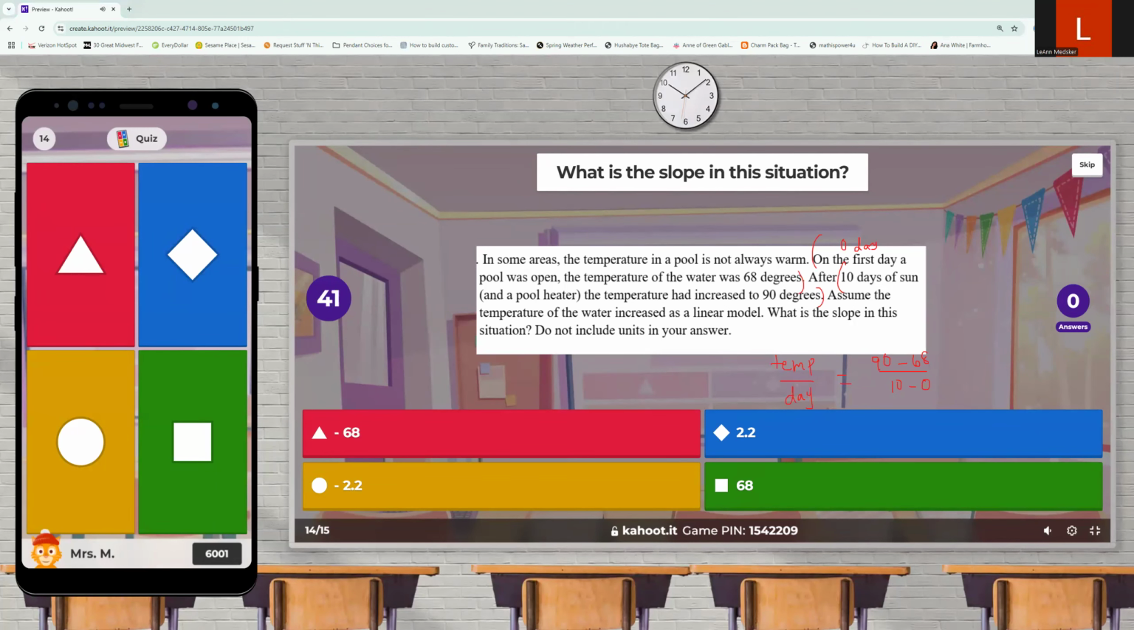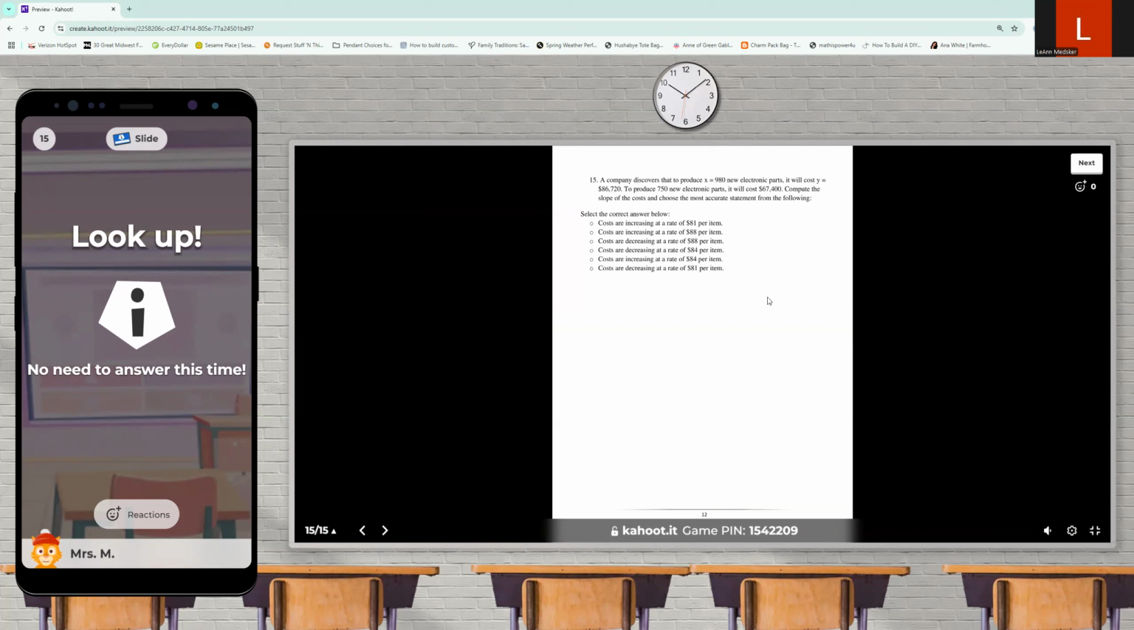And then finally, this last one is just an example. It says the company discovers that to produce 980 new electronic parts, it will cost them $86,720. To produce 750 new electronic parts, it will cost $67,400. Compute the slope of the cost and choose the most accurate statement. So notice they didn't say cost per something. Anytime you just see slope of something, that's the numerator. So we're doing cost per part. That's how they want us to do it.